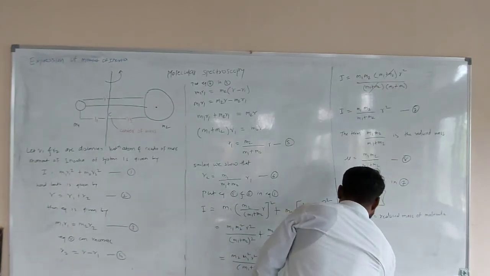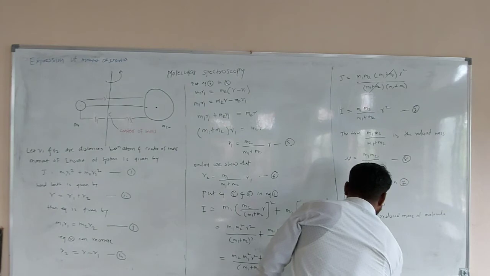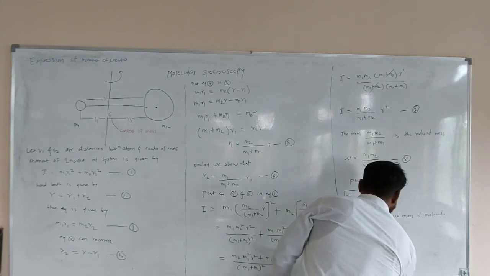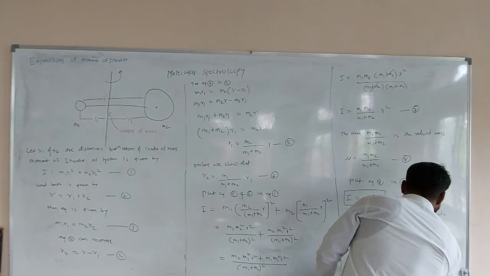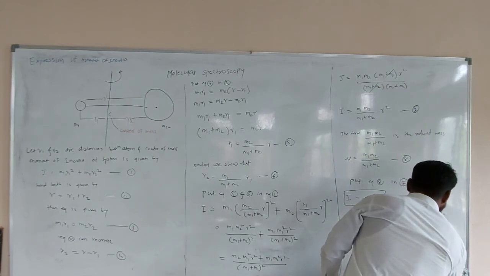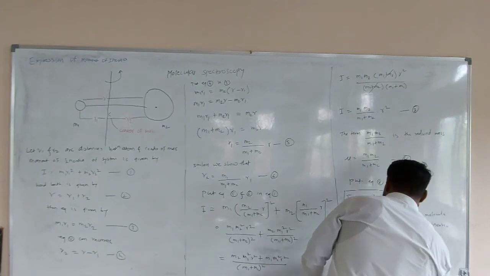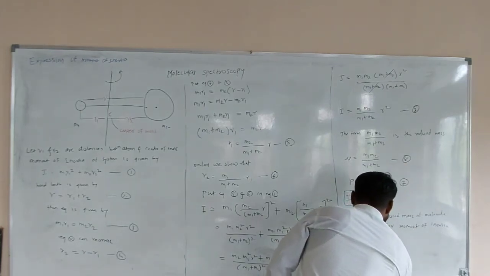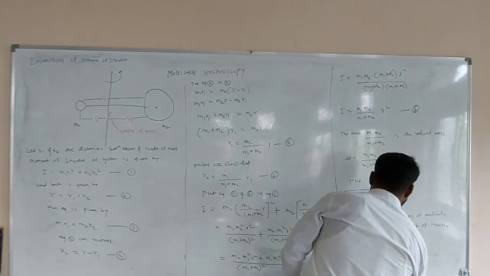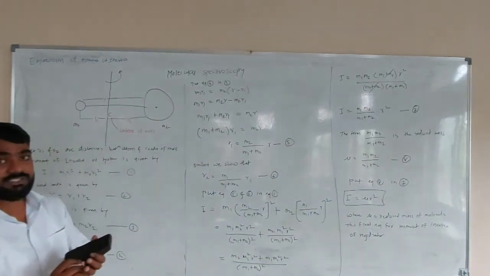This is the final equation for the moment of inertia of a rigid rotor.